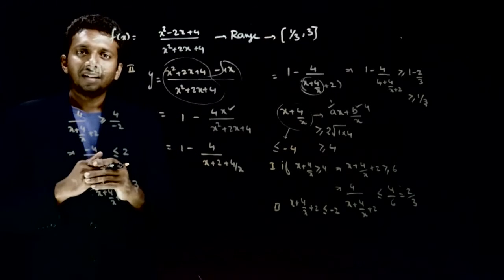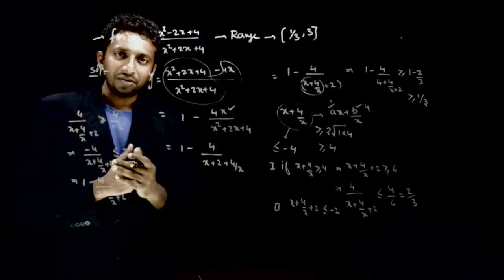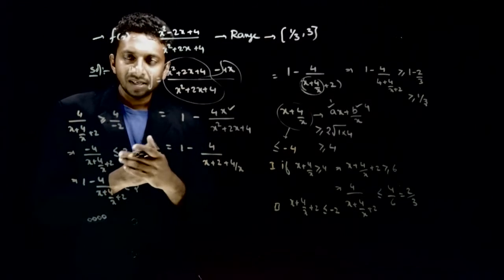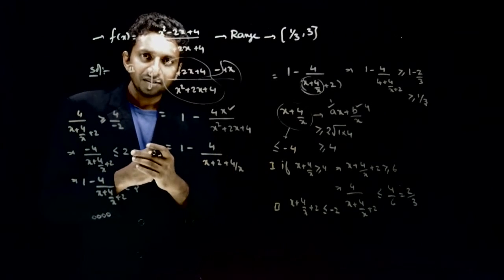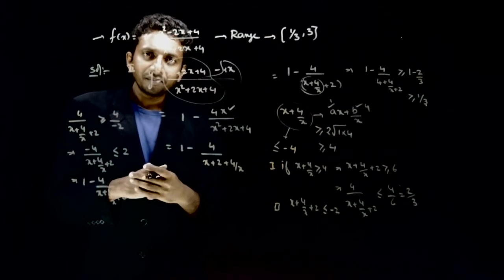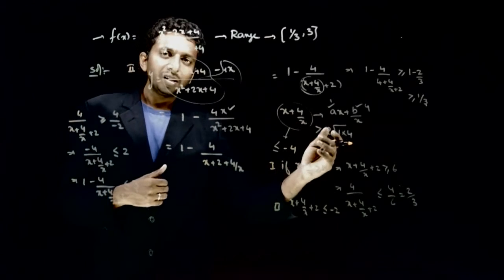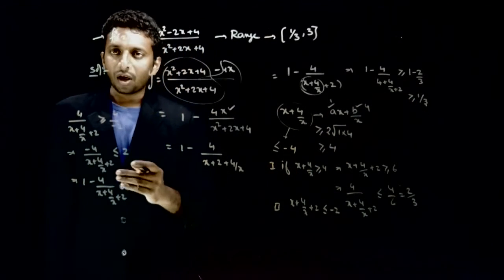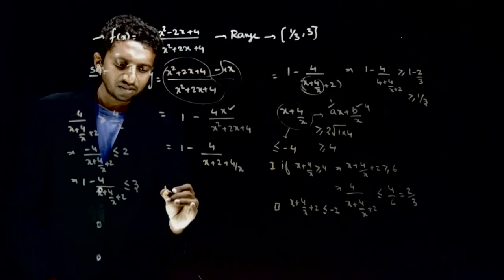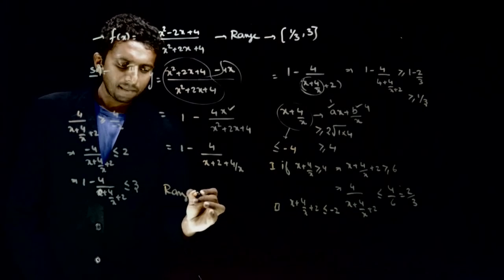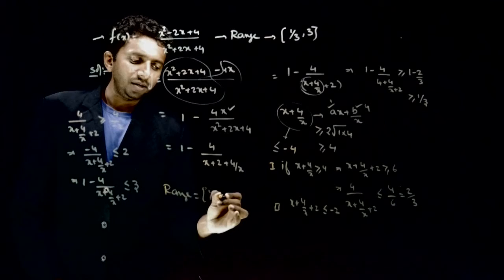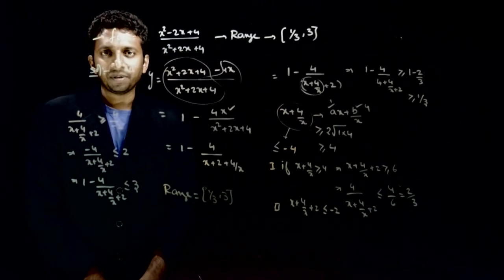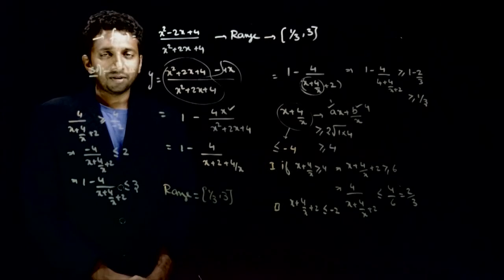So what is the condition? What is the range when I combine these two formulas? देखिए, 1 by 3 से बड़ा होगा when x is positive, this will always be greater than 1 by 3 and this will always be less than 3. So the range is 1 by 3 to 3. See that you got the same answer as we have done in the previous method. So आप ये method भी use कर सकते हैं.